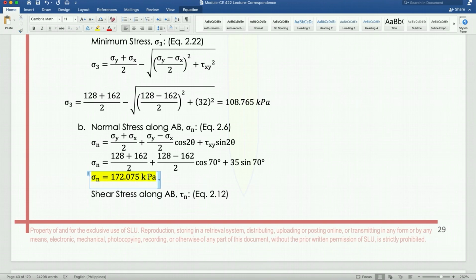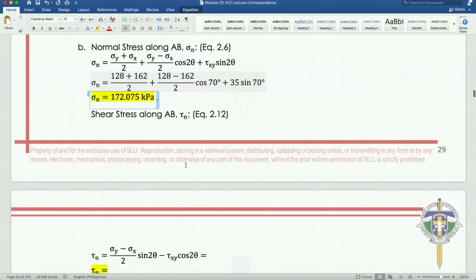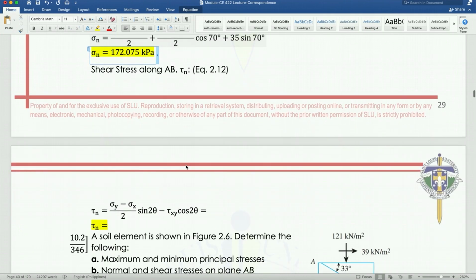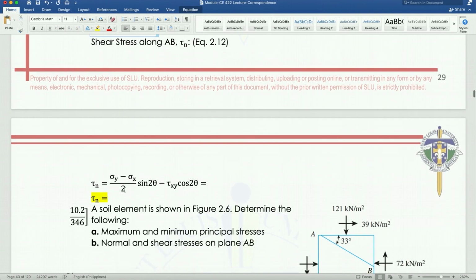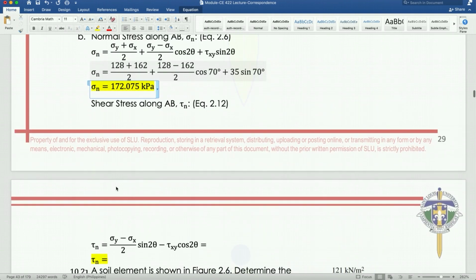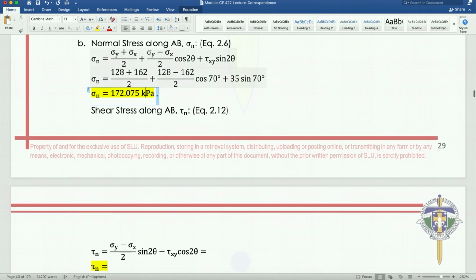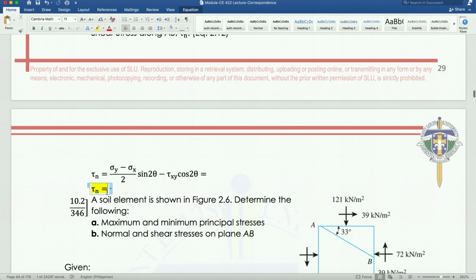Okay, so that is our normal stress. Now, for the shear stress, kinopya na rin natin yung ating formula. So, ang gagawin na lang natin is substitute. So this is sigma y minus sigma x over 2. So kopyahin natin to. Tapos sine theta, cosine theta. So almost parehas. Then paste lang natin.